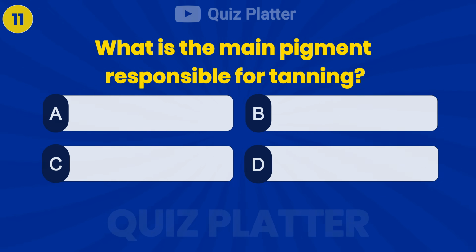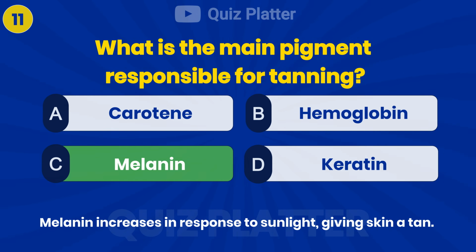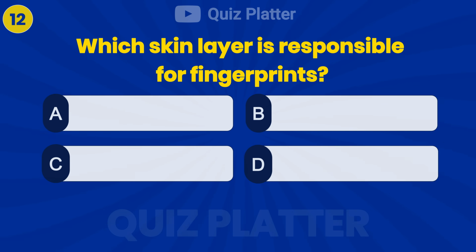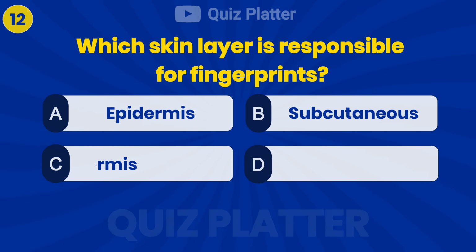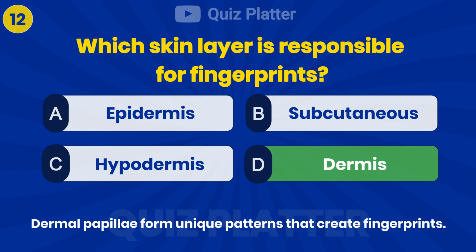What is the main pigment responsible for tanning? Answer: C. Melanin. Which skin layer is responsible for fingerprints? Answer: D. Dermis.